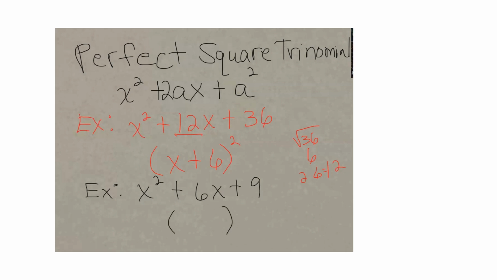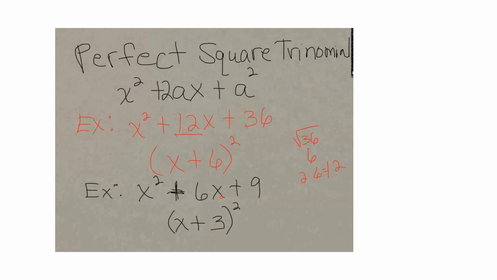Okay, so the square root of x squared is x. The square root of 9 is 3. And then you always use this sign right here for your sign, and then squared. Well, if that's true, then 2 times 3 times x is going to be my middle term. And it is. 2 times 3 is 6, times x is 6x. That gives me my middle term.